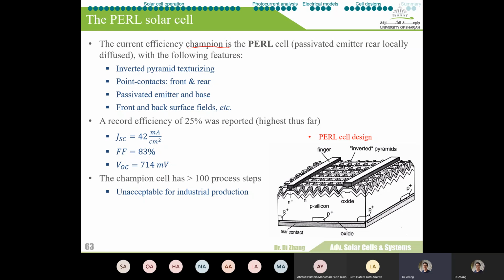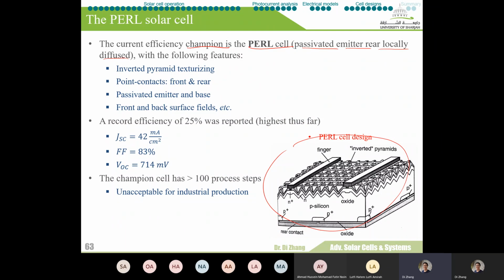This champion design is called the PERL solar cell. PERL stands for passivated emitter rear locally diffused solar cell. And this is the schematic of the PERL solar cell. You can spot from the diagram that several of the designs that we mentioned before are combined into this design.